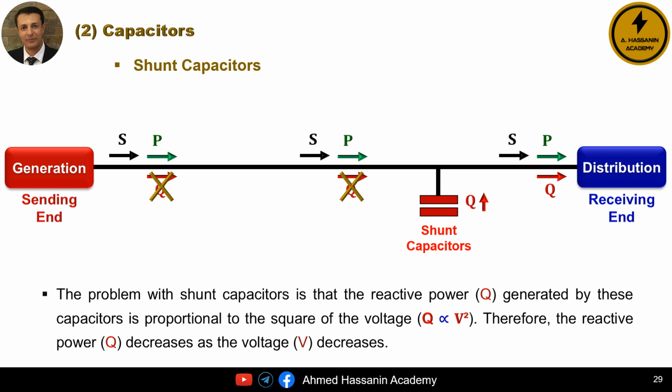However, it is important to understand that one of the most significant issues with shunt capacitors is that the reactive power they produce is directly proportional to the square of the voltage. This means that if the voltage decreases, the reactive power output from these capacitors will also decrease accordingly.